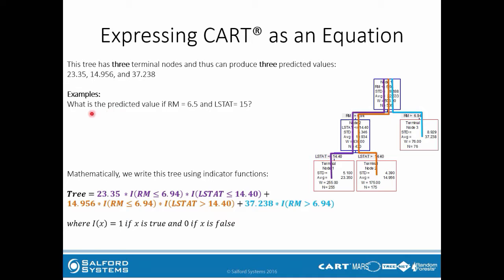Okay, so what we'll do now is we'll just go through this example one more time. So what is the predicted value if Rm is equal to 6.5 and Lstat equals 15? Well, the first piece is just going to be 23.35, and 6.5 is less than or equal to 6.94, so we have a 1 here. But Lstat, which in this case is 15, is not less than or equal to 14.4, so we're going to have a 0 value.